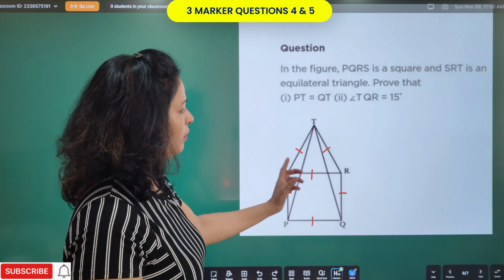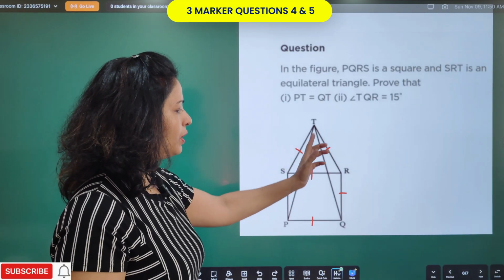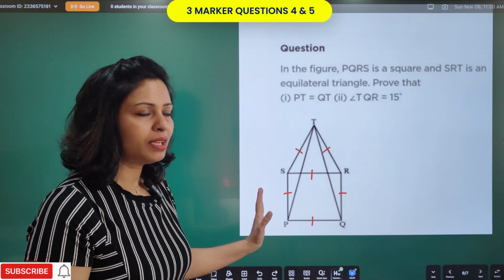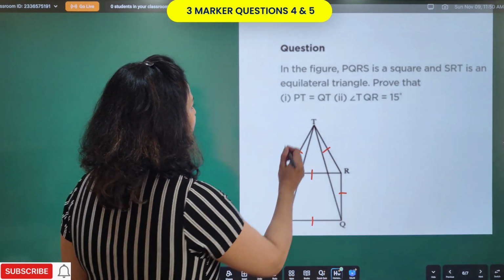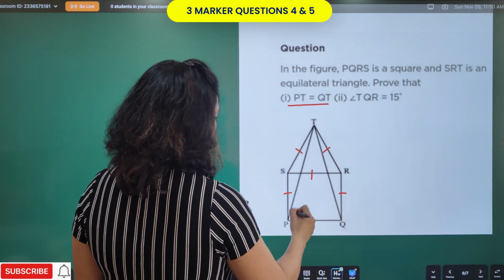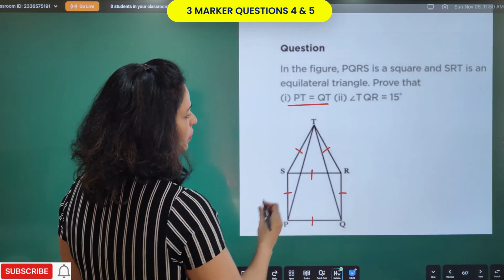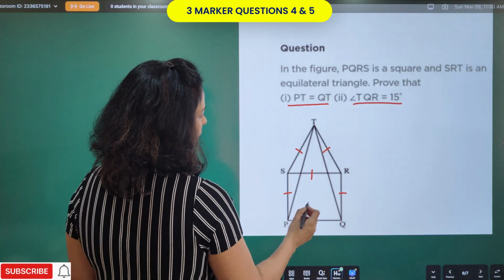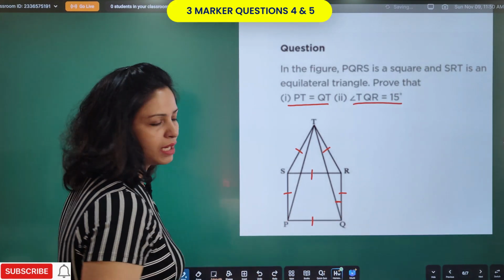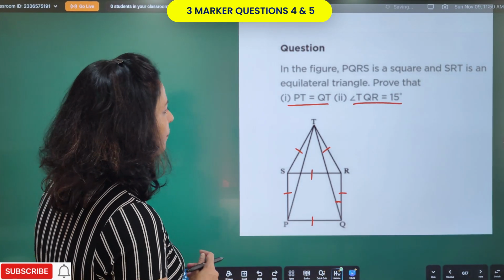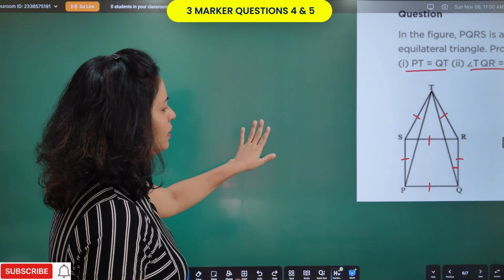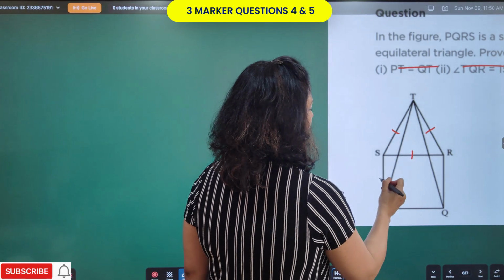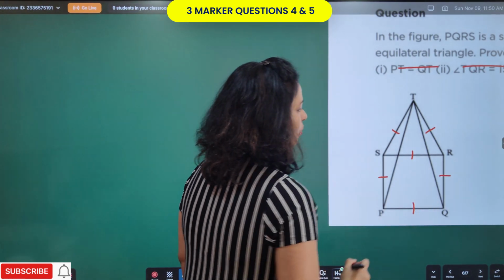That means all the sides of the equilateral triangle and the sides of the square are all equal to each other. So you have to prove PT is equal to TQ, and angle TQR you have to show. Where is TQR? Here. You have to show this angle to be 15 degrees. Okay, so how do we solve this? Since I told you now, all the sides of the equilateral triangle are equal, and the sides of the square are also equal.